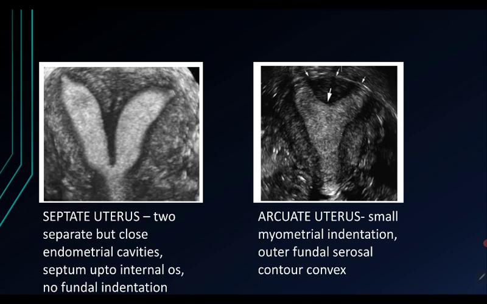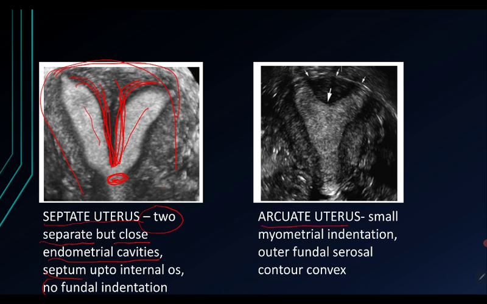Then in the septate uterus, there are two separate but closed endometrial cavities separated by a septum. Here the septum goes up to the internal os. There is no fundal indentation, and the fundal contour is maintained. There is a septum inside, originating from the myometrium into the endometrial cavity, dividing the uterus into two separate parts, but the endometrial cavities are very close to each other.